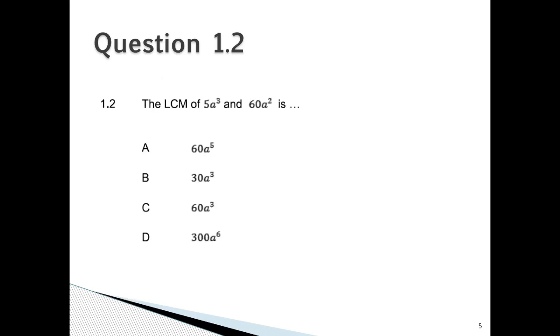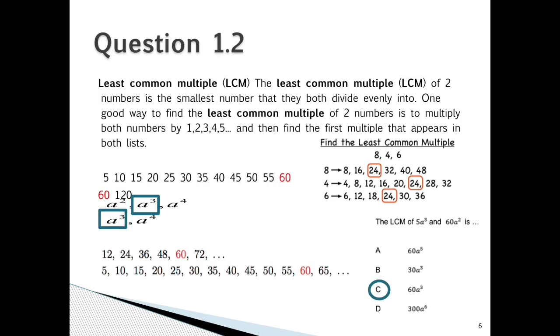Question 1.2. Find the LCM of 5a cubed and 6a squared. Is it A, 60a to the power 5, B, 30a to the power 3, C, 60a to the power 3, or D, 300a to the power 6? The least common multiple, LCM, of two numbers is the smallest number that they both can divide evenly into.